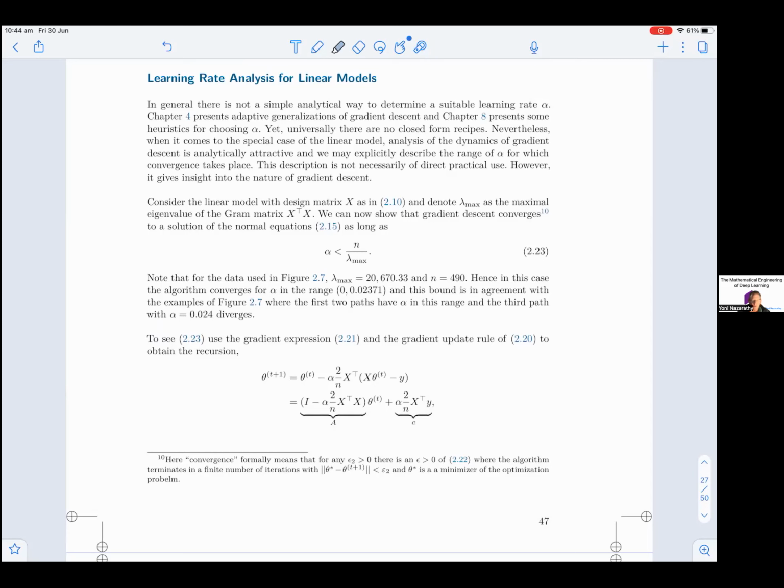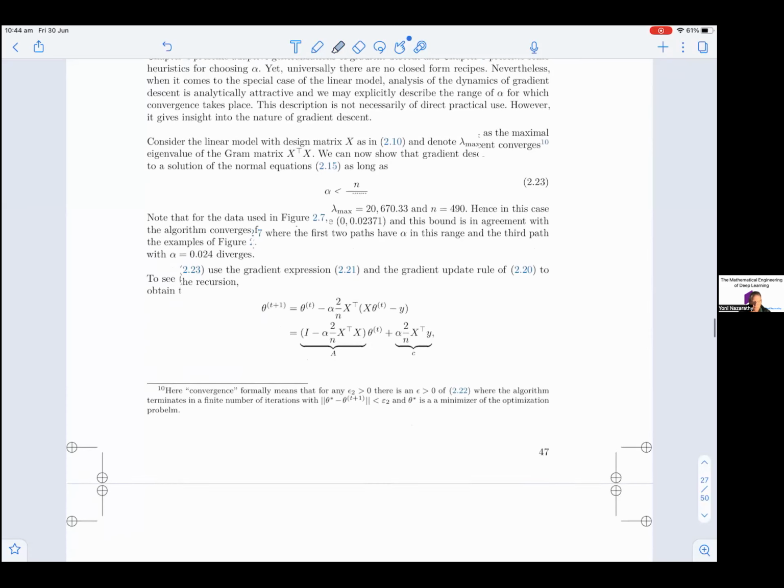Learning rate analysis for linear models. In general, there's not a simple analytical way to determine a suitable learning rate alpha. Chapter 4 presents adaptive generalizations of gradient descent, and Chapter 8 presents some heuristics for choosing alpha. Yet, universally, there are no closed-form recipes. Nevertheless, when it comes to the special case of the linear model, analysis of the dynamics of gradient descent is analytically attractive, and we may explicitly describe the range of alpha for which convergence takes place. This description is not necessarily of direct practical use, however, it gives insight into the nature of gradient descent.